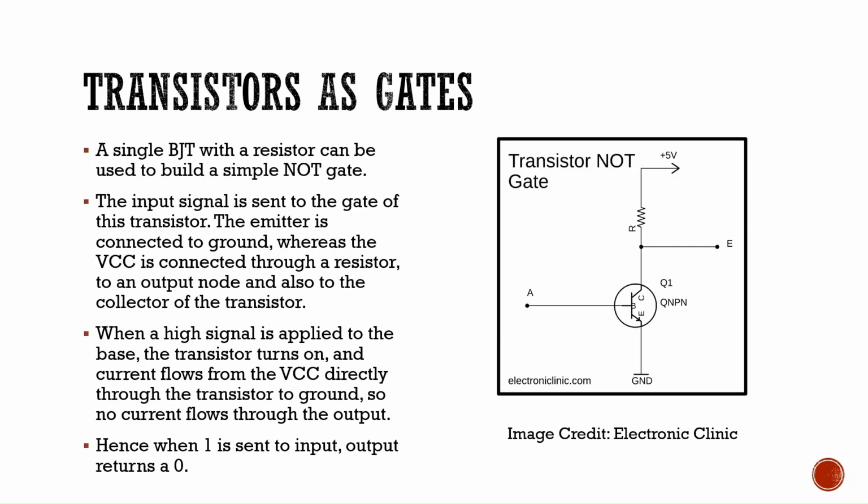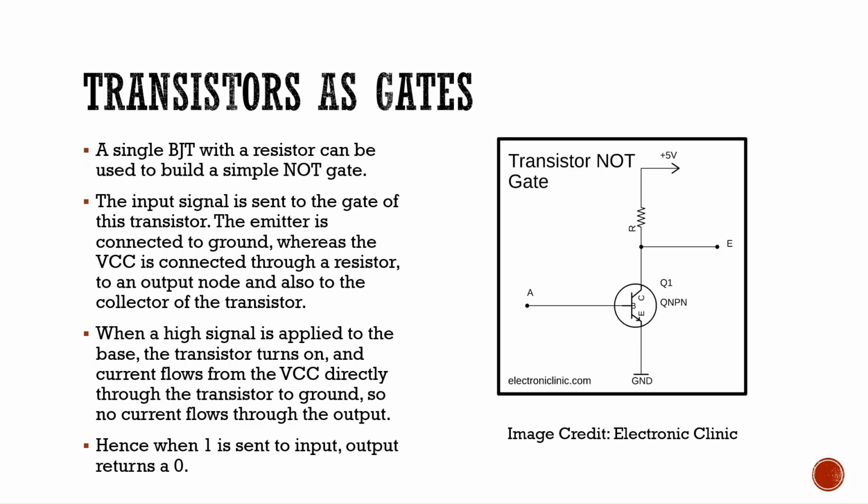Transistors as gates. A single bipolar junction transistor, BJT, with a resistor can be used to build a simple NOT gate. The input signal is sent to the base of this transistor. The emitter is connected to ground, whereas the VCC is connected through a resistor to an output node and also to the collector of the transistor.